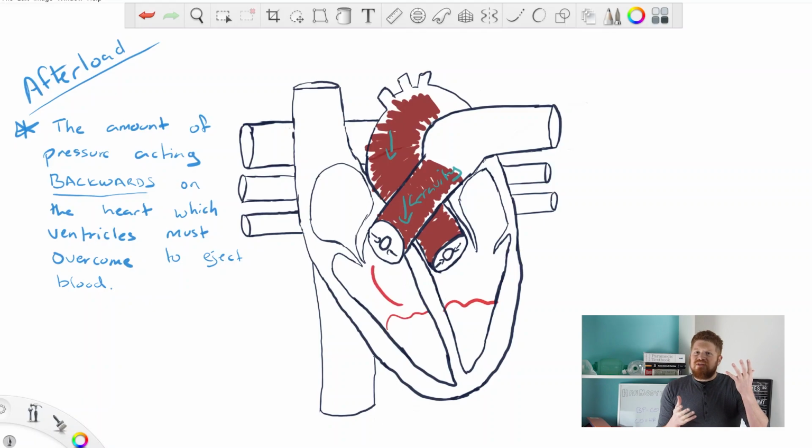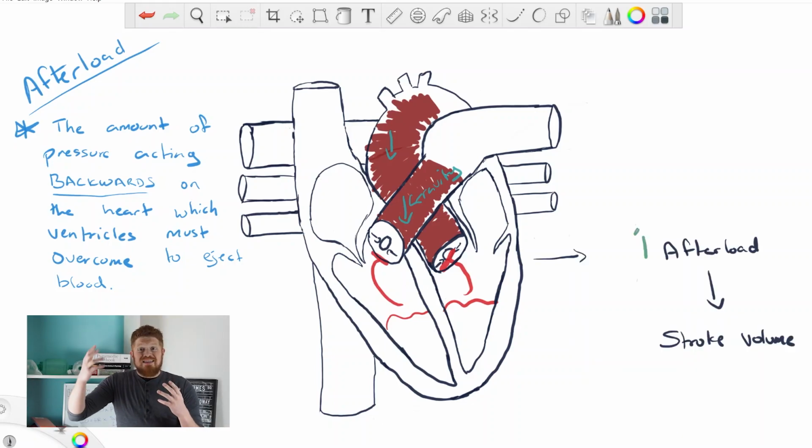The higher the afterload on the heart, the higher the pressure that the ventricle needs to overcome in order to push blood forward into circulation. So the harder this is, and therefore the less blood is actually ejected in that beat. Therefore, the higher the afterload, the lower the stroke volume, and vice versa. The lower the afterload, the higher the stroke volume.